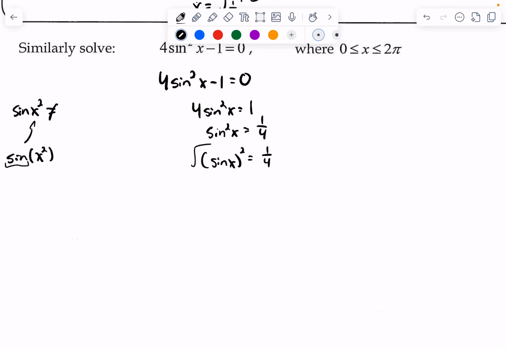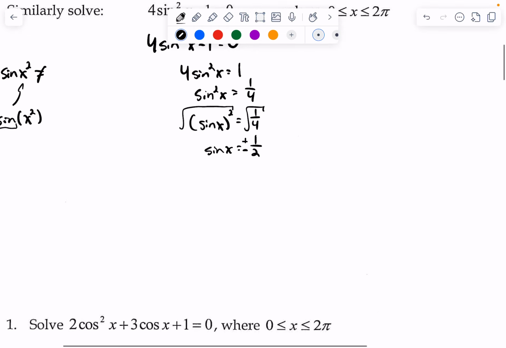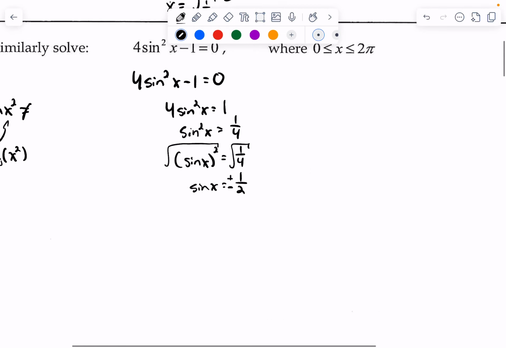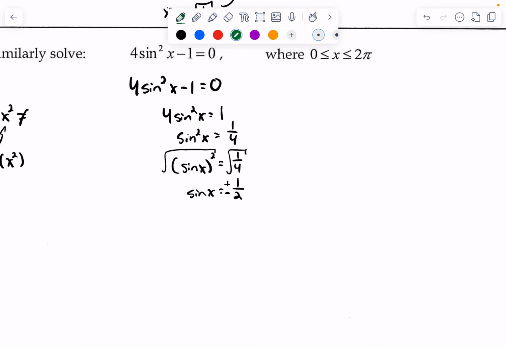Take the square root of both sides. You're going to get sine x equaling plus or minus 1 over 2. So the main thing is that your solution can fall in this domain right here. Let's think about what this actually means: sine x equaling positive or negative 1/2.